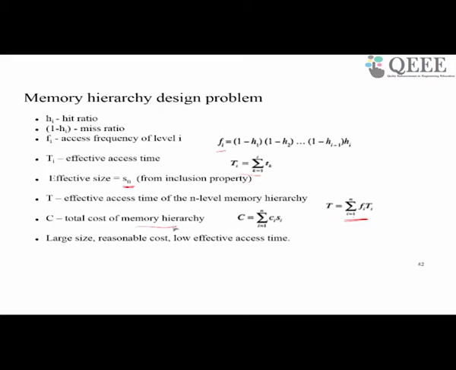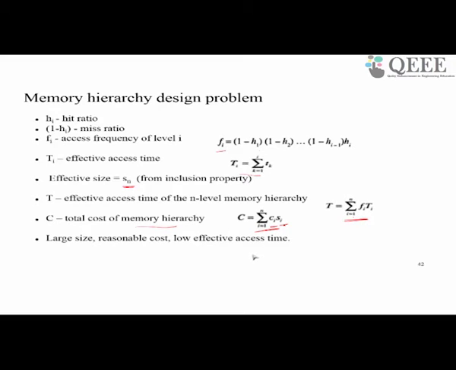What is the total cost of the memory hierarchy? If Ci is the cost per bit in the ith level and Si is the size of the ith level, then the sum over i varying from 1 to n of Ci Si is the total cost of the memory hierarchy.